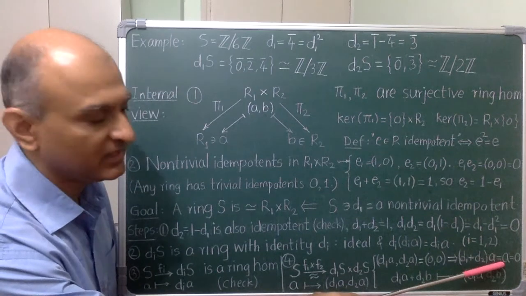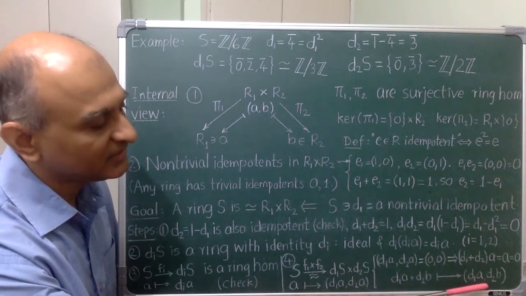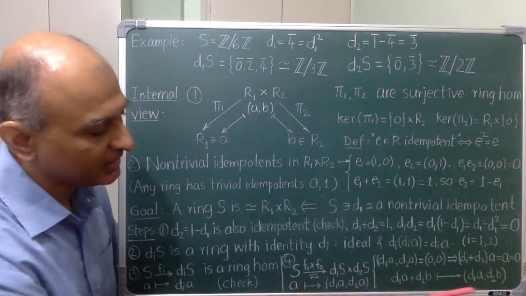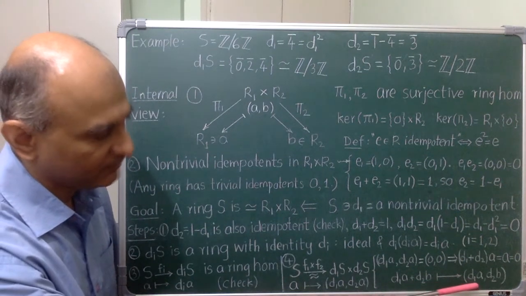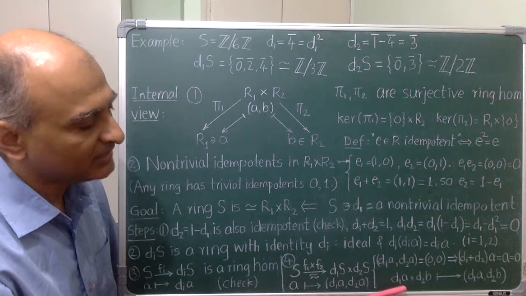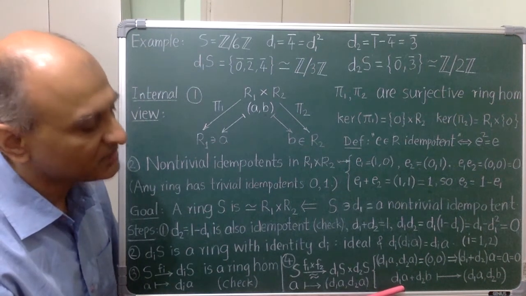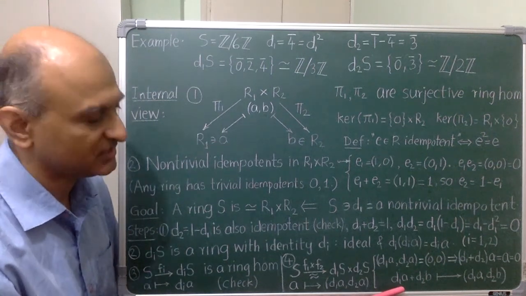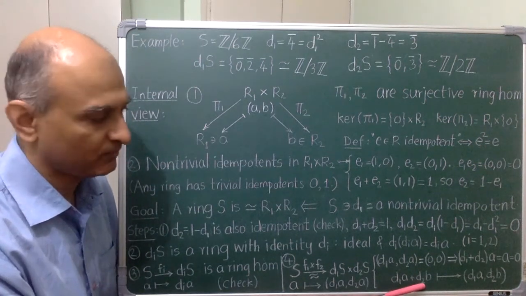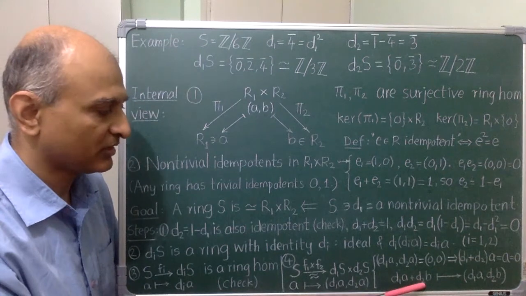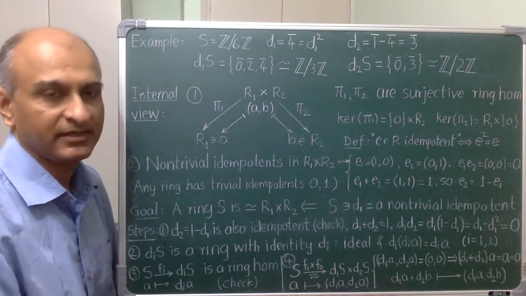For surjectivity, take an arbitrary element in the target. Now I claim that D1A plus D2B is mapped to this element because when I multiply this by D1, the first term survives because D1 square is D1 and the second term dies because D1 D2 is 0. And similarly for the second slot. And my proof is done.